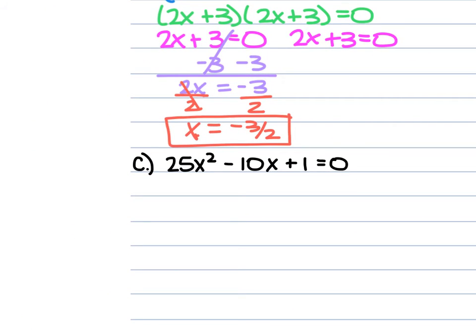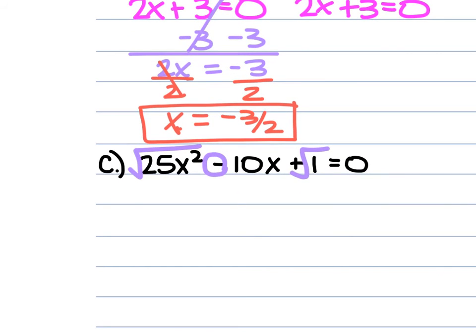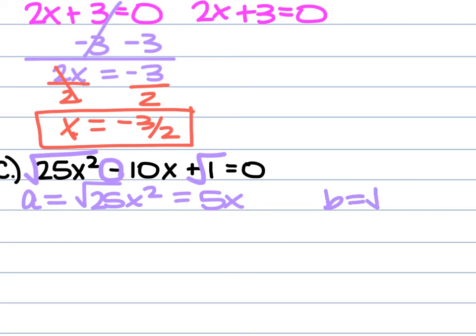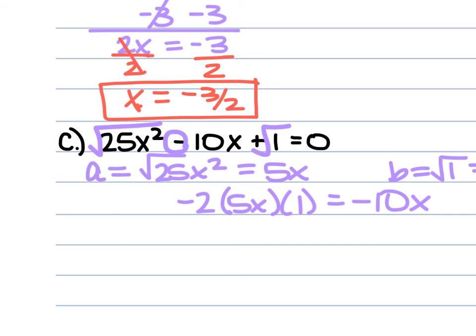For c, we have 25x squared minus 10x plus 1. So again, we can take the square root of that 25x squared. We can take the square root of that 1. We have a negative between the two, so it's going to be negative 2 times a times b. Your a is the square root of the 25x squared, which is 5x. Your b is the square root of 1, which is 1. Negative 2 times 5x times 1 is the negative 10x, so we can write this as 5x minus 1 squared is equal to 0.